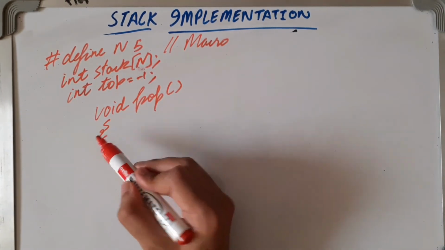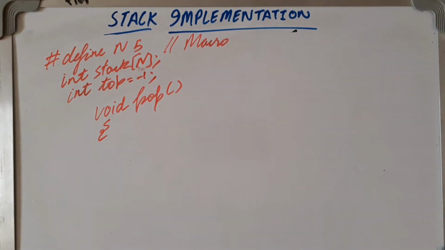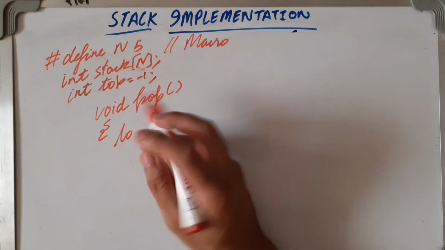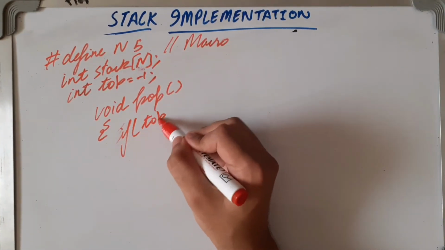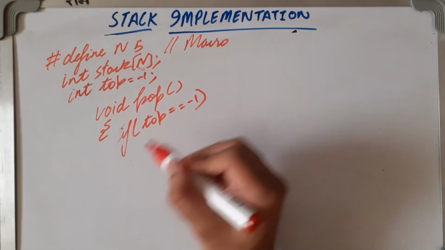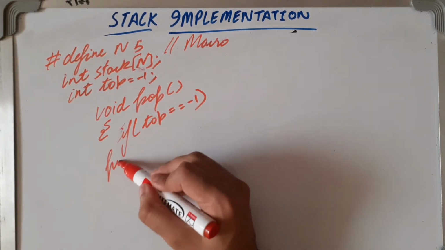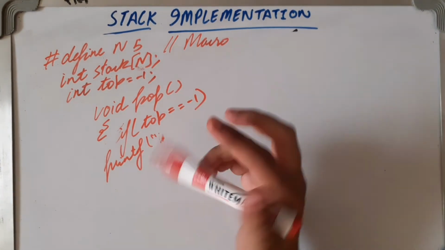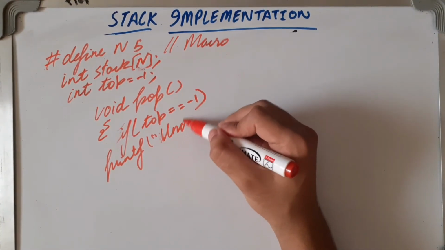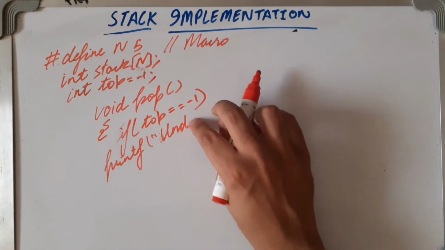Okay, in this we will check the element. When we have to pop, the top should be greater than 0, because if top is minus 1, suppose I write the condition if top is minus 1, there should be a printf, and you have to display underflow.